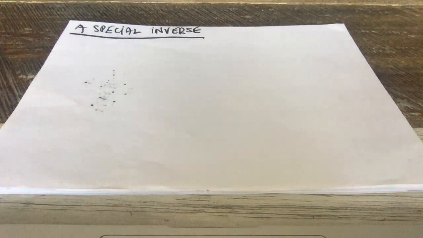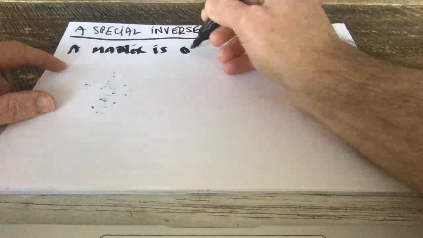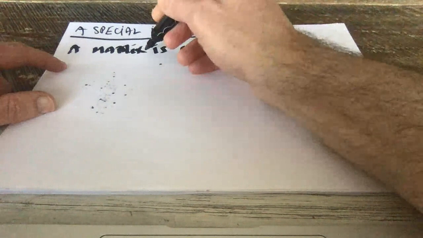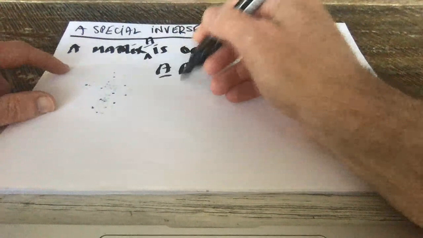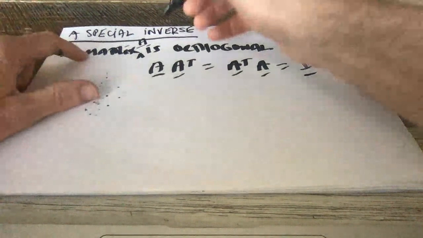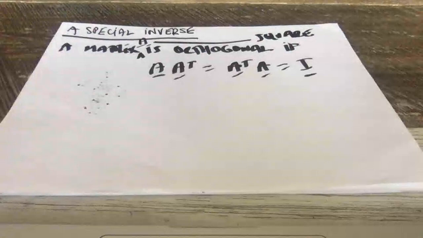The first one is what's called orthogonal. A matrix, can I call it A, is orthogonal if A transpose A is equal to I. Now, again, you may be wondering what the hell, and A must be a square matrix. As always, guys, it must be square. So a square matrix A is orthogonal if A transpose A is equal to I. I is the identity matrix.